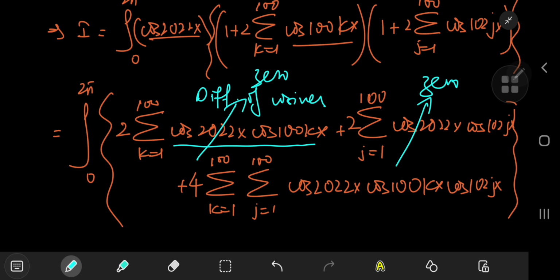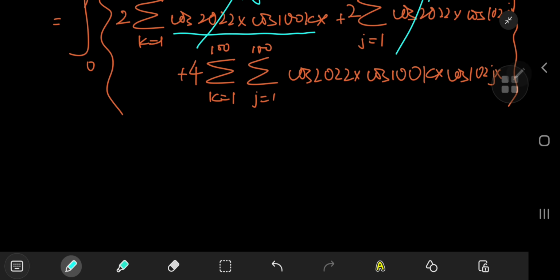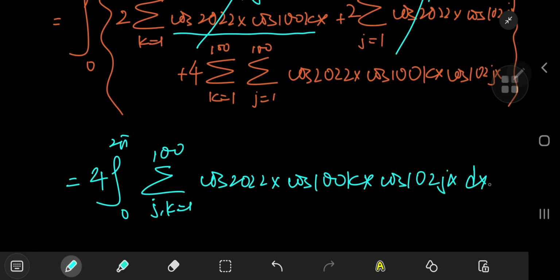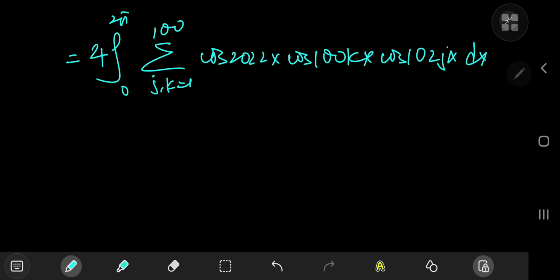So both of these sums just crash down to 0, which is pretty cool. Now that was awesome. That simplified our work quite a bit. But we still have to deal with 4 times the integral from 0 to 2 pi of the double sum over j and k from 1 to 100 of cosine 2022x times cosine 100kx times cosine 102jx, integration with respect to x. Okay, now what? Well, we could expand using those product-to-sum formulae again, but I love using complex numbers whenever I can, so that's exactly what we're going to do.